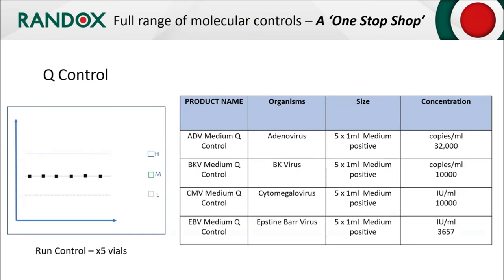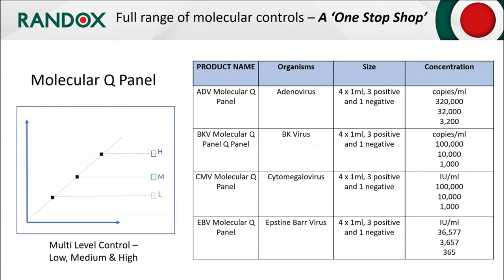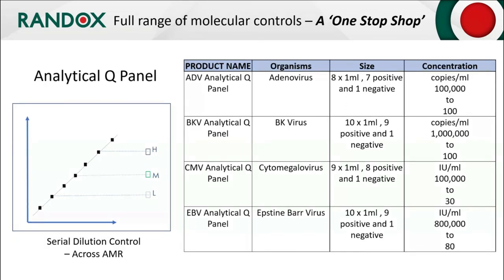To give you an example of how the Q controls look, these are our transplant-related infection controls: adenovirus, BK, CMV, EBV. Each kit is 5 vials, 1 mil, and each of those kits has a different concentration. All of the vials within a kit would be the same concentration. Molecular Q panels, again, for the transplant-related infections, are 4 vials, each of 1 mil. Each MQP contains 3 vials positive and 1 negative: a low level, a medium level, and a high level. And then our analytical Q panels, again using the transplant-related infections to display them, cover a range of different concentrations to provide labs with the ability to do validation and verification across the measuring range, which is particularly important within quantitative assays.